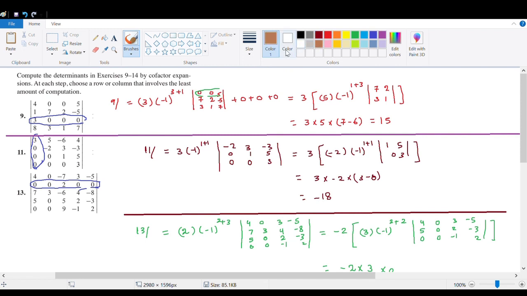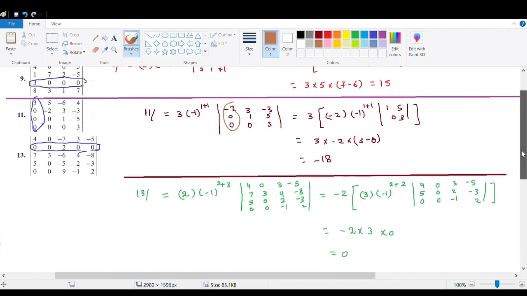Now in 11 we said that we will go through the first column, so 3, then minus 1 power 1 plus 1 multiplied by the determinant of this one. The rest will be zeros. So then to find the determinant of this one, it's better to go either through the third row or the first column. I go through the first column, which is this one. So I get this matrix. Now we just need to find the multiplication of this 1, 3 minus 2 multiplied by 3.